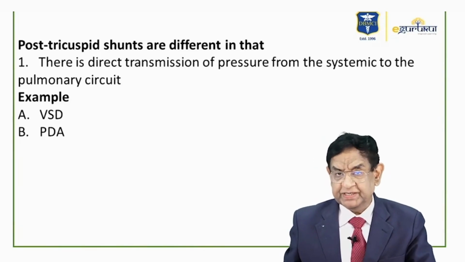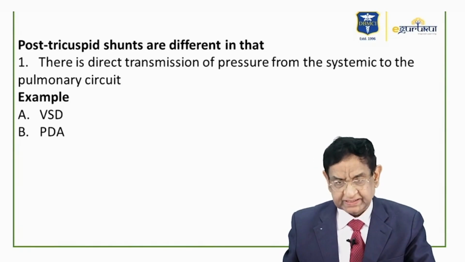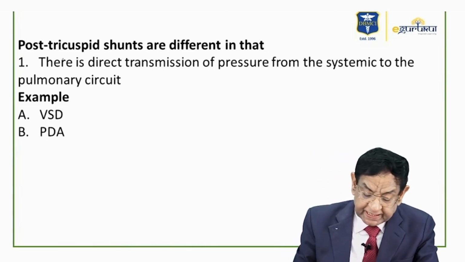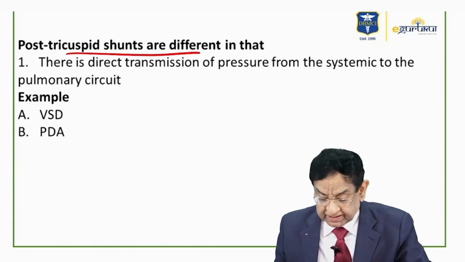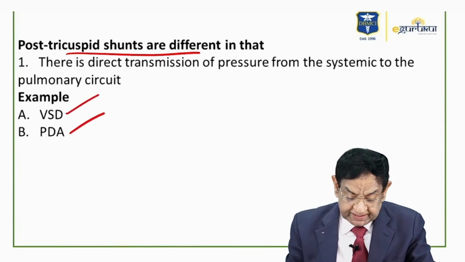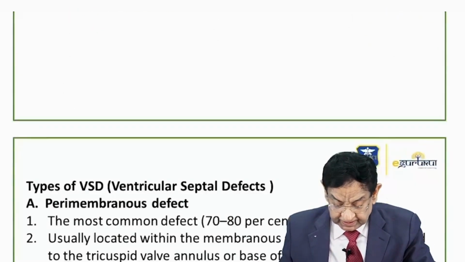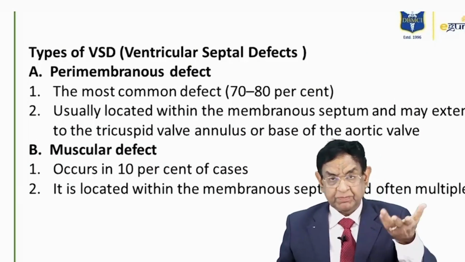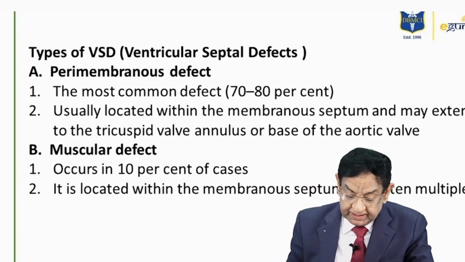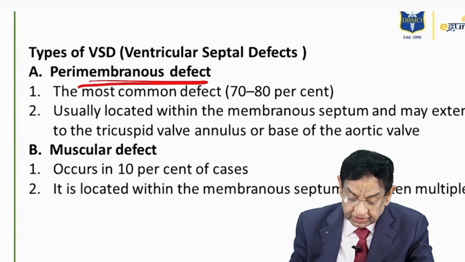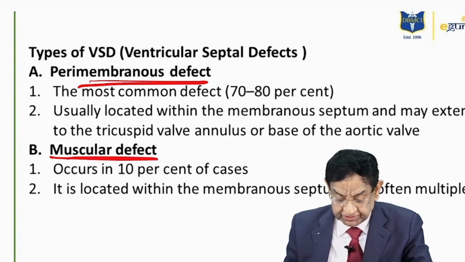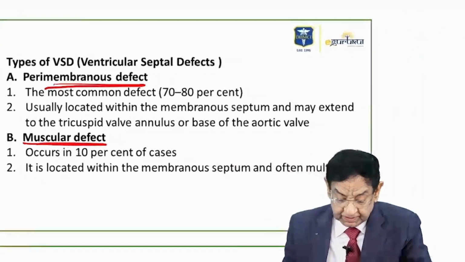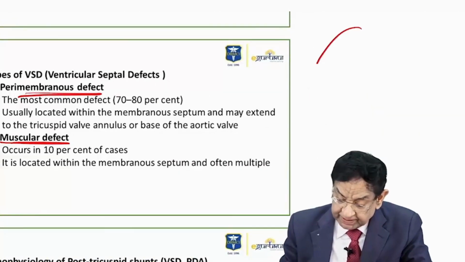The key word is wide and fixed second sound. Post-tricuspid shunts, your concepts are clear. We have VSD and PDA. And what types of VSD do we have? So let's talk about the basic pathology. It is in the membrane or maybe in the musculature. Well, let's go into the basics.